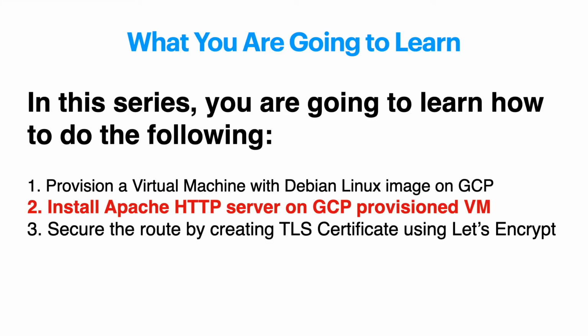This is a video series broken down into 3 different parts. In our previous video, you saw how you can provision a virtual machine with the Debian Linux image on GCP. If you missed it, be sure to go back and watch that. In our second step, you're going to learn how to install Apache HTTP server. This is what you're going to see in this video. Lastly, we'll secure the route by creating a TLS certificate using Let's Encrypt.